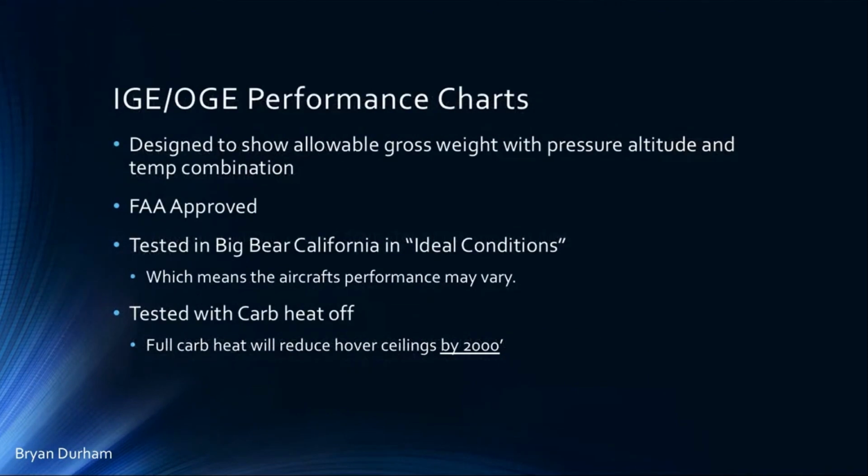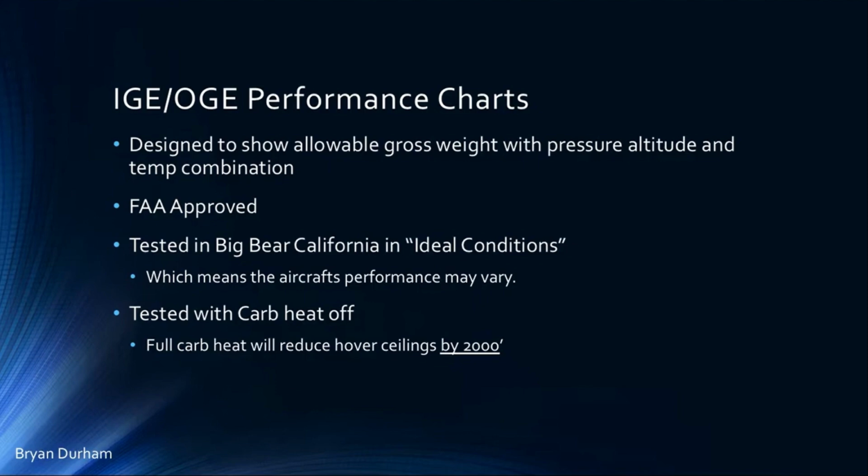So now, just a little bit of basic information that you need to mention before you get into the charts themselves. These are designed, and I want you to remember this for later, to show the allowable gross weight with pressure altitude and some kind of temperature combination. That's the way they are designed, and they are required to be designed by the FAA for every manufacturer. So this is something universal. When you go fly an A-Star, or a Bell 206, you get out the POH and look up their performance charts, they're all going to be designed in a similar manner.